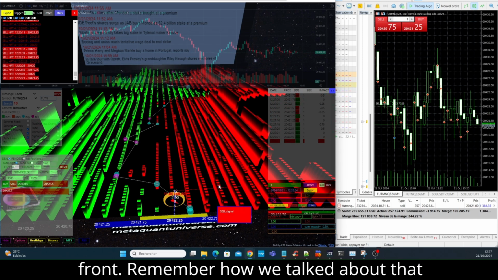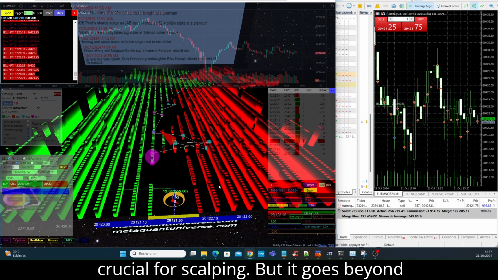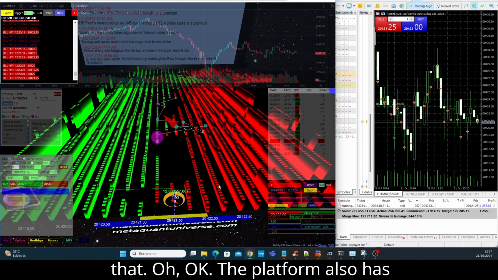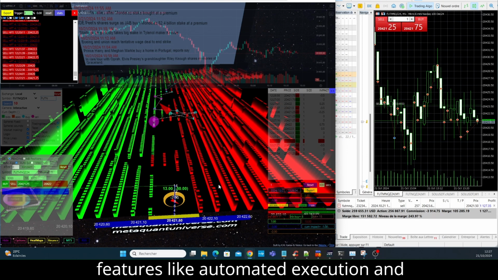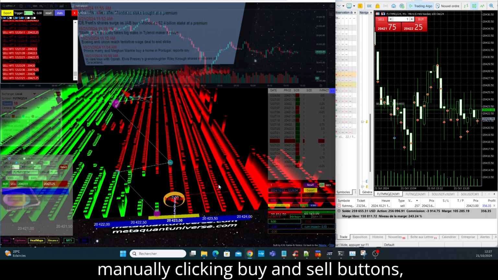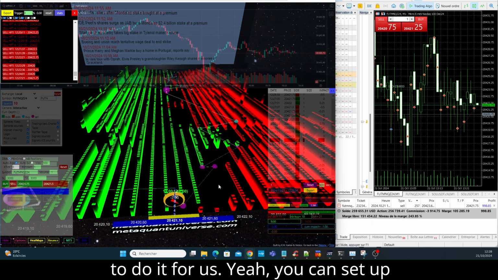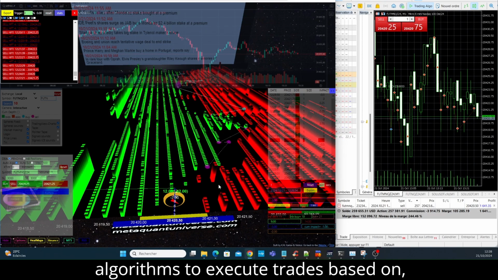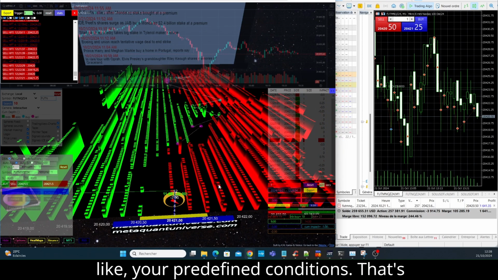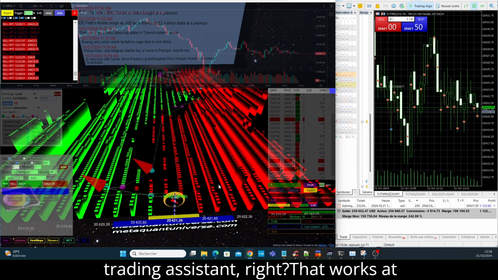Remember how we talked about that super fast refresh rate? Yeah, that's crucial for scalping, but it goes beyond that. The platform also has features like automated execution and hotkeys. So instead of manually clicking buy and sell buttons, we can set up algorithms to do it for us. Yeah, you can set up algorithms to execute trades based on your predefined conditions. That's amazing. It's like having a personal trading assistant that works at lightning speed.